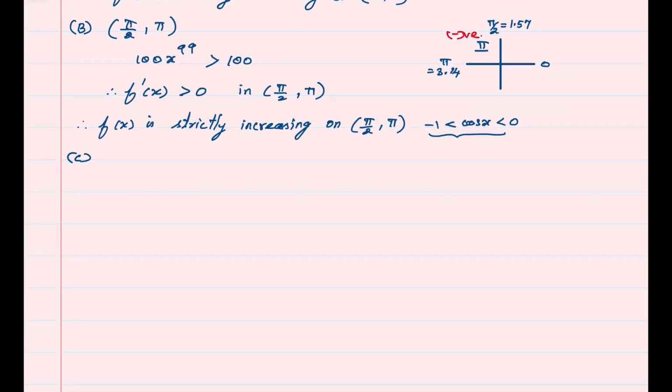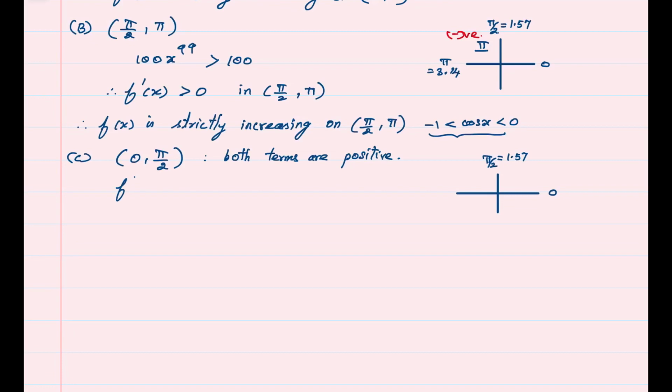C subdivision, the given interval is 0 to pi by 2, which is the first quadrant. We know that in the first quadrant, cos x is positive, the second term is positive, and the first term is also positive because all are positive values in this interval. So in this interval, both the terms are positive. Therefore, f dash of x is greater than 0. Therefore, f of x is strictly increasing on the open interval 0 to pi by 2.